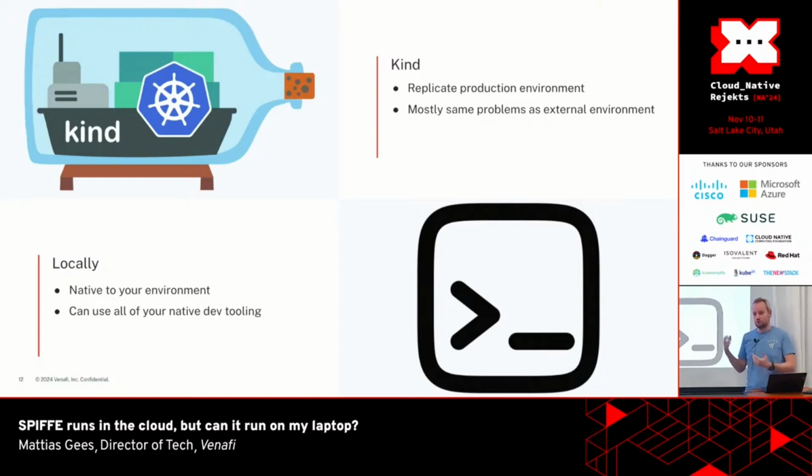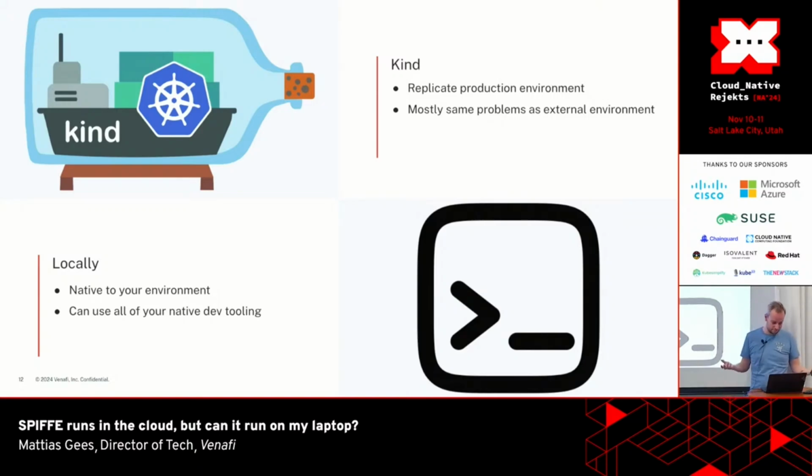It's really easy to replicate your production environment. You can just use the same Helm charts manifest. You can bring up the exact same config of your Spire cluster, but you still have mainly the same problems as when you're using external Kubernetes clusters. You still cannot use your native tooling. You still need to load the images inside those Kubernetes clusters and update things. So it's still not that great.